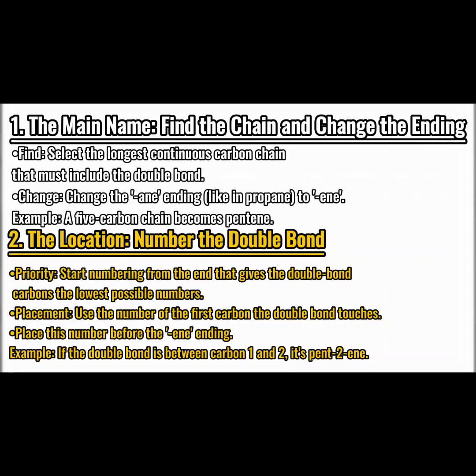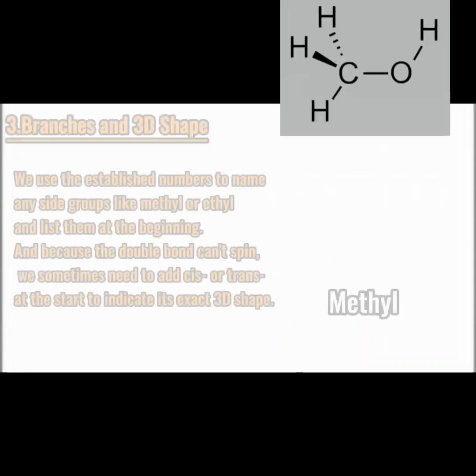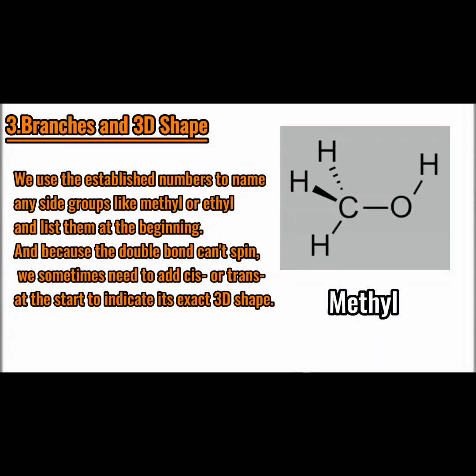Number 2. Locate the double bond. Second, we have to say where the double bond is. We number the chain starting from the end that gives the double bond the lowest number possible. We only use the number of the first carbon in the bond. So if the bond starts at carbon 2, the name is pent-2-ene.